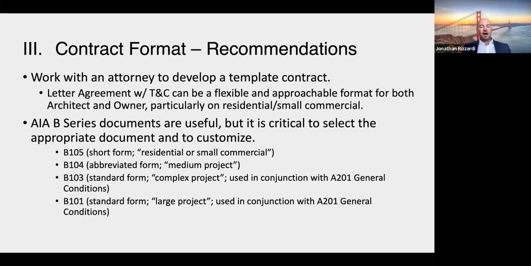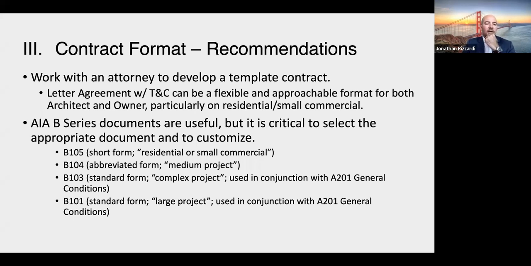And then the AIA documents, again, I think they're great, but you've really got to pick the right one. And you've got to customize it in most cases. So I've just listed them there in order from kind of least complex to most complex. There are obviously many more options depending on the project, but these are the ones that I deal with most frequently.